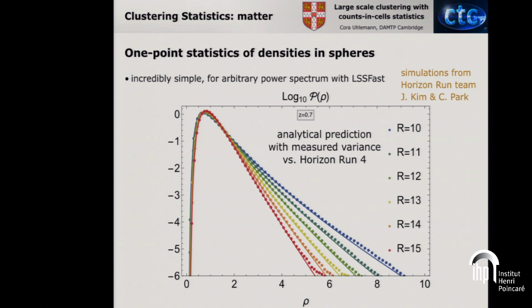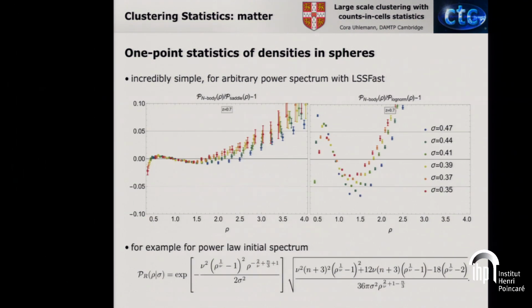And this is, of course, great, but now you might say, but this is a logarithmic scale, so maybe I can hide inaccuracies there. So I'm also going to show you the residuals. So this is exactly the same measurements. Here you see the residuals are at the percent level over quite a large range of densities, which I think is really remarkable. So spherical collapse for counts and cell statistics is one particular instance where we can really use our nonlinear solution to quite accurately predict the statistics of matter densities in spheres.